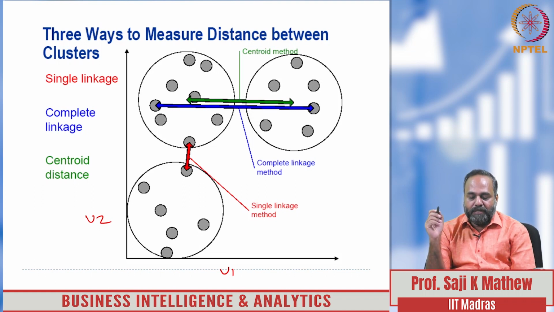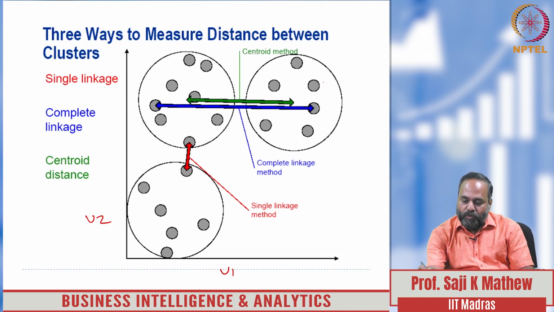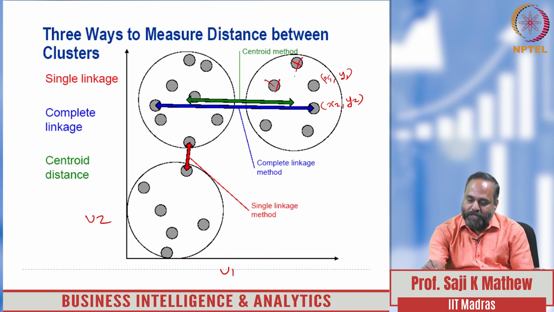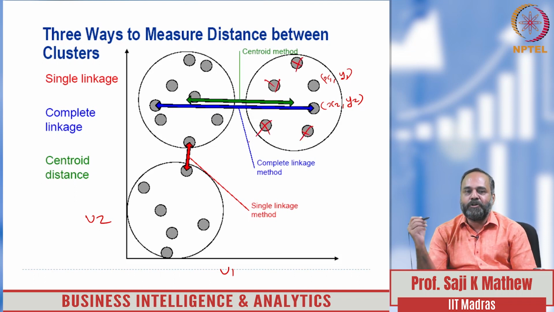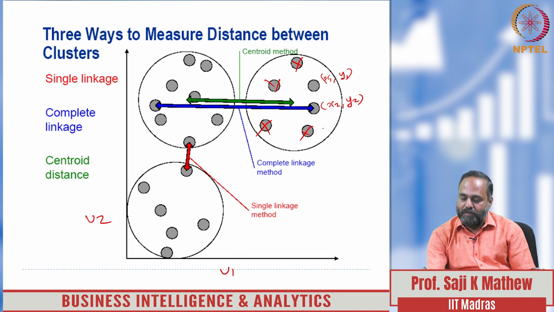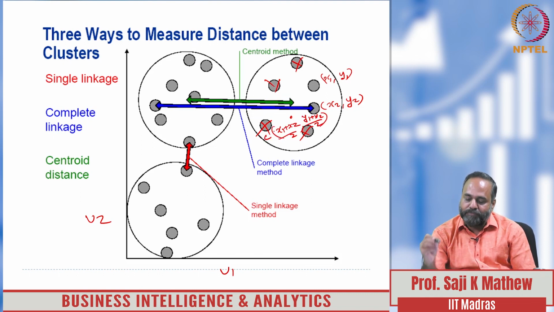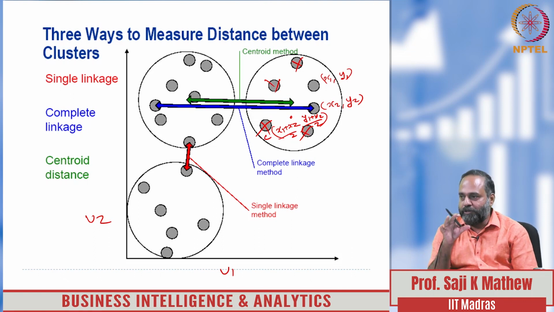Here you can see that suppose one object has a value x1, y1, or v1, v2 as we say. These are the coordinates, and suppose this is x2 and y2. Let us assume that there are only two objects for simplicity. What would be the centroid of this cluster with two objects? The centroid will be somewhere here, having the coordinates x1 plus x2 divided by 2, y1 plus y2 divided by 2. That is the centroid, the average point. So you average the attribute values, and that is the centroid.